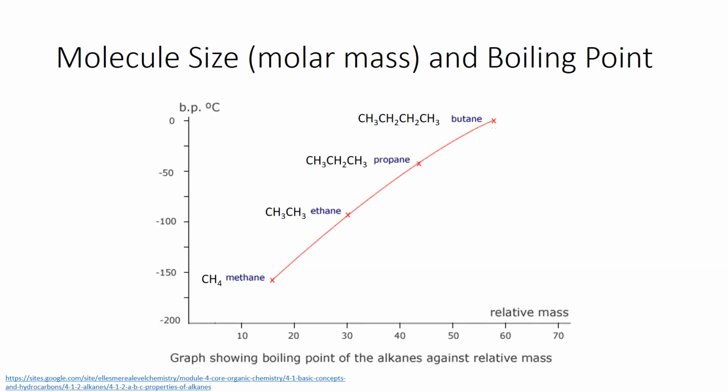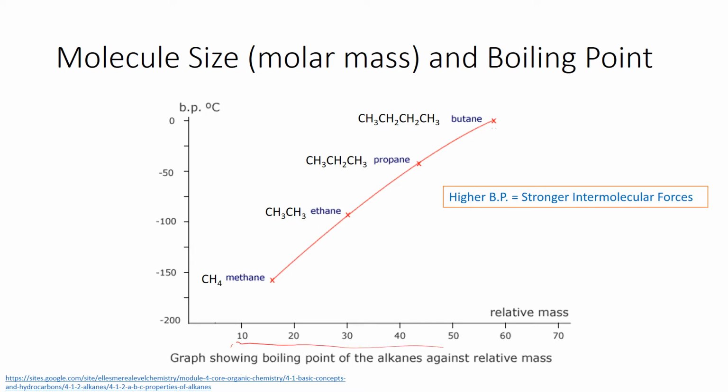Let's start by looking at the influence of molecular size on intermolecular force strength. And we are going to use boiling point as a proxy for the strength of the intermolecular forces in our different substances. So in general, the higher the boiling point of your substance, the stronger the intermolecular forces present. It takes more energy to pull apart those molecules from the condensed state into the gas state, so they're held together more strongly.